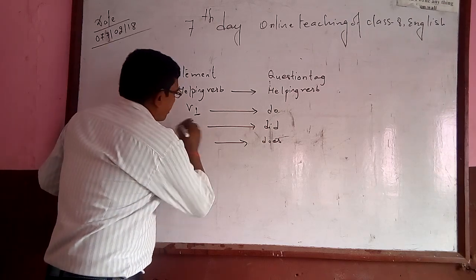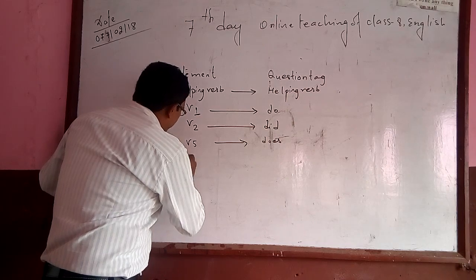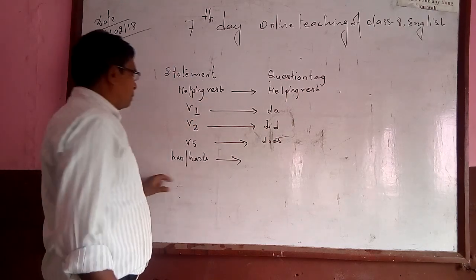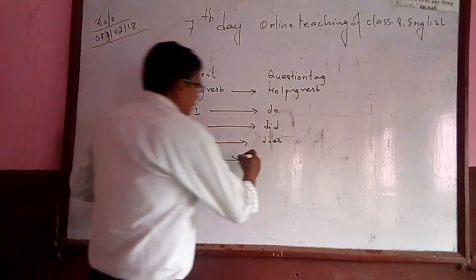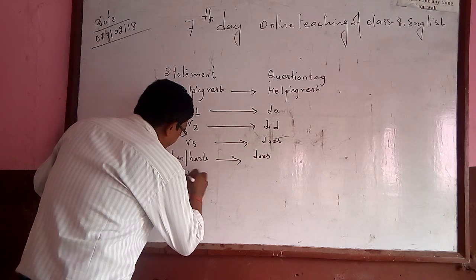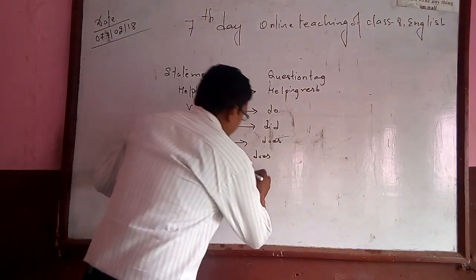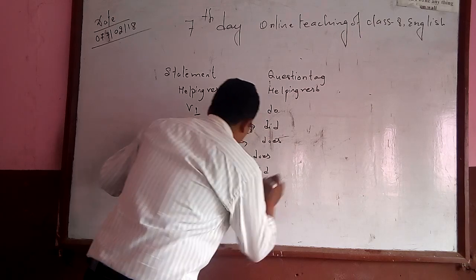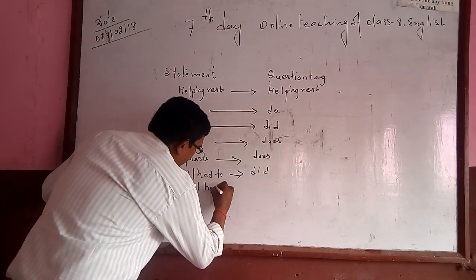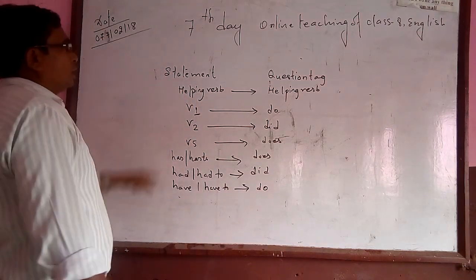Similarly, if there is V1 then do, if V2 then did, if V5 then does, but sometimes there may be has or has to only. So if there is has or has to only, then the question tag will be does. Likewise, if there is had or had to, then the question tag will be did. Similarly, if there is have or have to, then the question tag will be do. So this is the second rule.